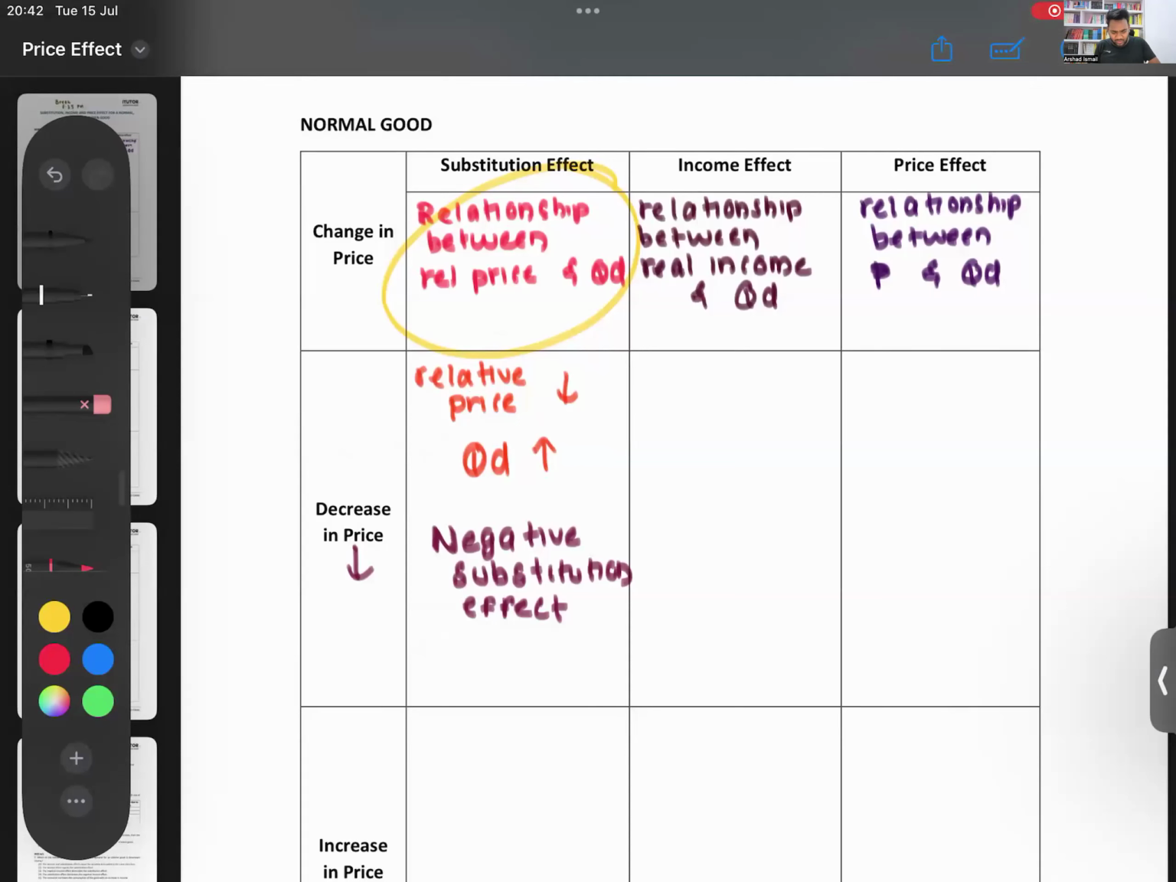The more and more we fill this, you will get the hang of it. Don't worry. You can write it along with me. You can write it later. That doesn't matter. Now we'll go to the income effect.